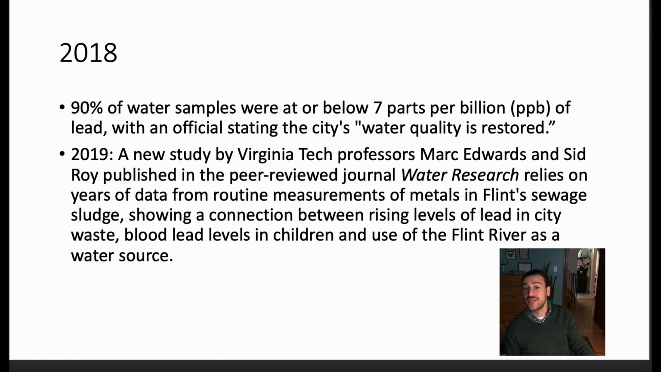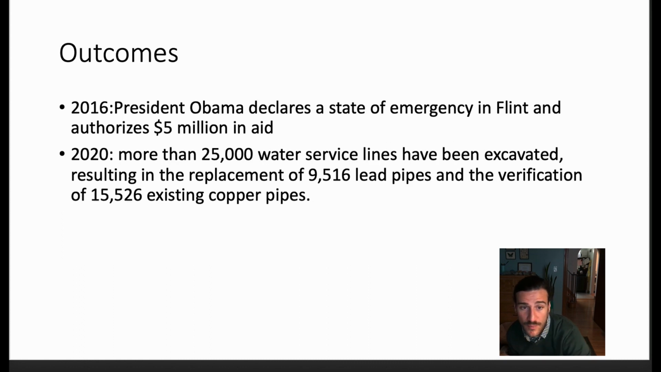In 2019, you have researchers studying the effects of the Flint, Michigan water crisis, and a Virginia Tech professor, Mark Edwards, and Sid Roy published a peer-reviewed journal that shows a connection between rising levels of lead in city water and blood levels in children. So, there are still some papers that are being published about the after effects of blood levels, especially in children. There are definitely going to be physiological responses to increased lead in developing children's bodies. The outcomes, like I mentioned, President Obama was swift to initiate a state of emergency.